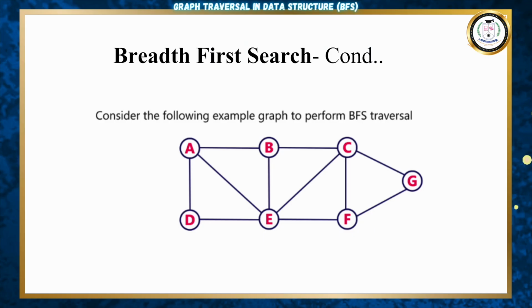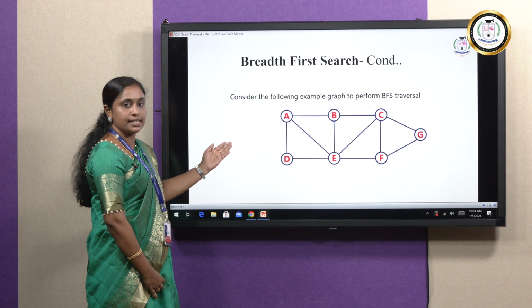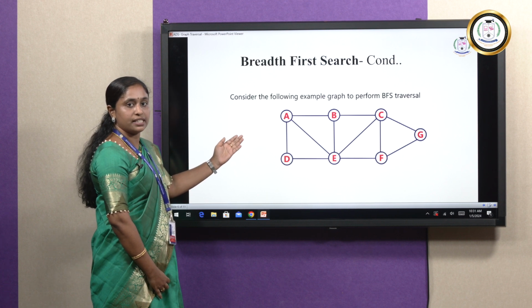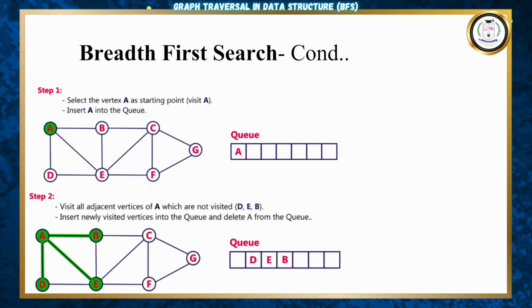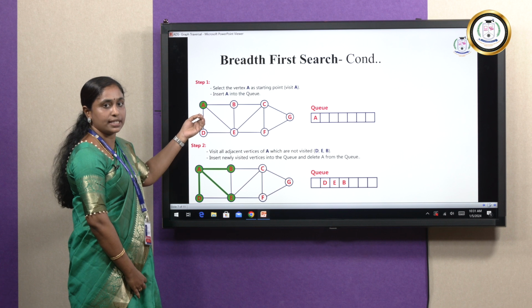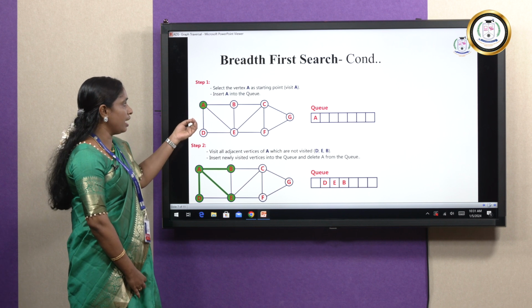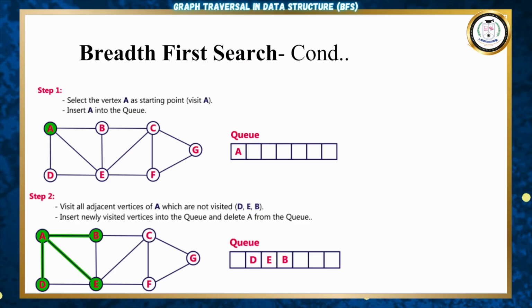So this is an example for BFS traversal. Here a graph consists of vertices and edges. Vertices are represented as nodes, and edges are represented as lines. The first step is to select the vertex A as the starting node. We have to select one node as the vertex V1, so here I am choosing node A as V1. First, insert node A into the queue.